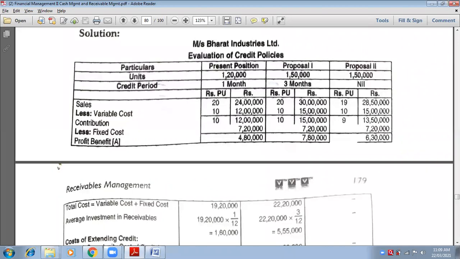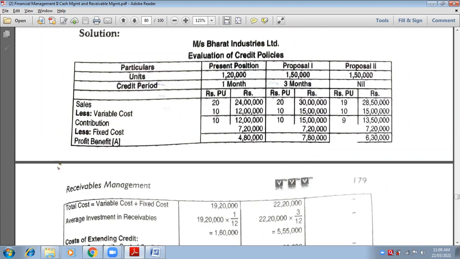Always remember, the present policy has to be done that way. Present policy, what is the answer? 4 lakh 80. How did you calculate? Sales is 24 lakhs, and 24 lakhs into 20% is 4 lakh 80. Write it in the bracket first. So 4,80,000 is brought down here.